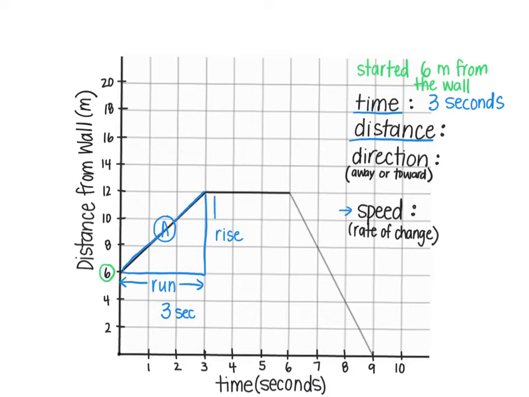The rise, on the other hand, needs to be found with the vertical length or the height of that triangle. In this case, we can see that we're starting at 6 meters away from the wall and we're getting to 12 meters away from the wall. The difference between those two numbers is again 6 meters. So our distance traveled along that line is 6 meters. In terms of the direction, since it's a positive correlation or an increase, we know that the distance from the wall is increasing, or the person is traveling away from the wall.